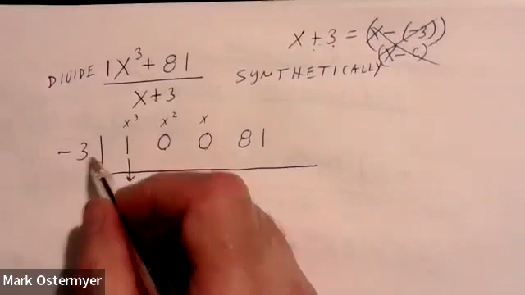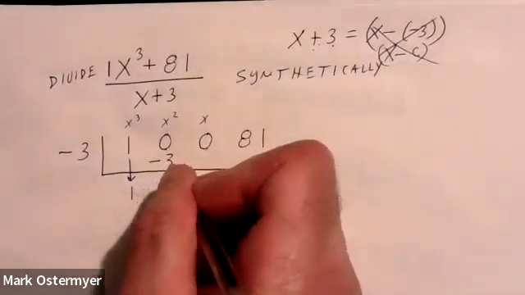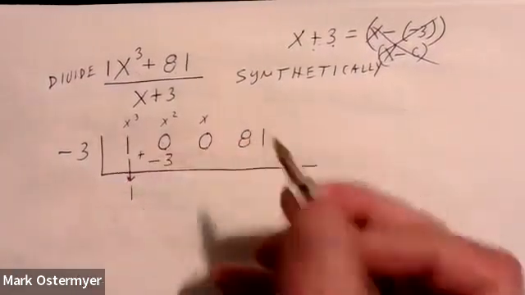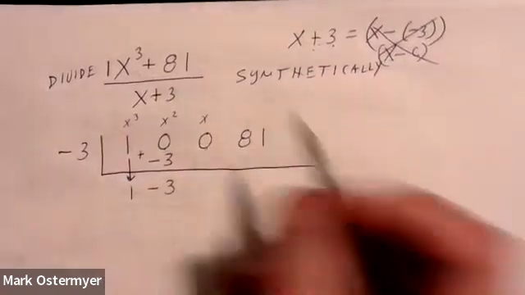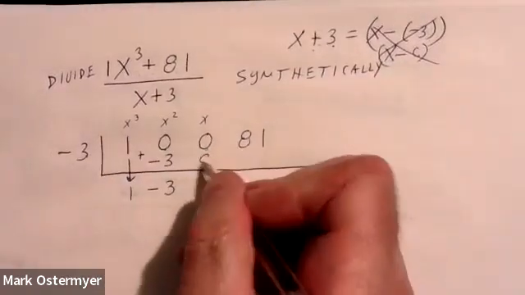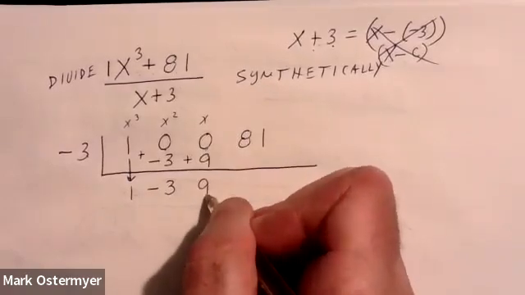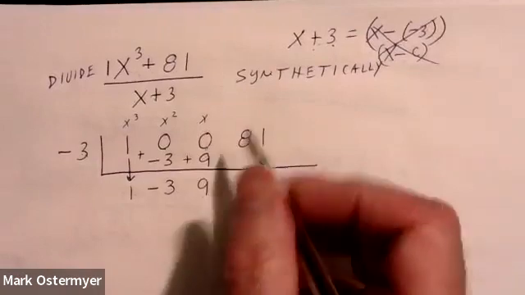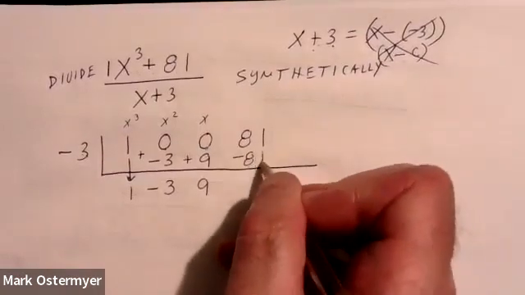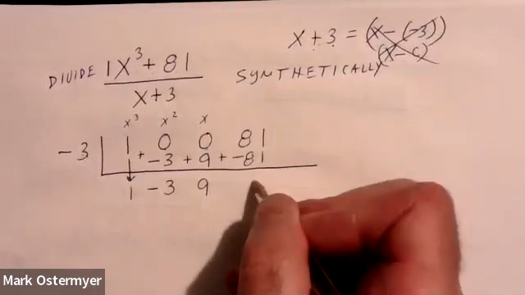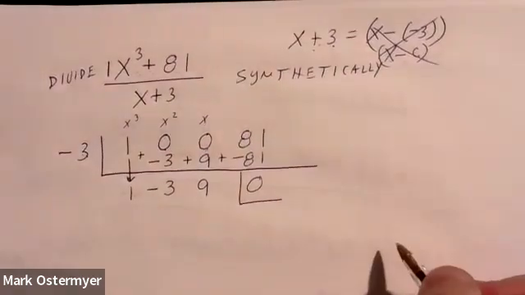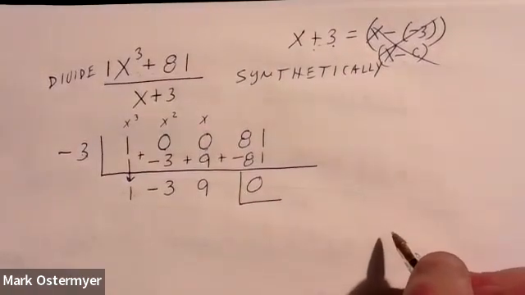What's negative 3 times 1? Negative 3, and then we add. What's 0 plus a negative 3? Negative 3. What's negative 3 times negative 3? Positive 9, and we add. What's 0 plus 9? 9. We multiply. Negative 3 times 9 is negative 81. Bring the number up, add. What do we get for a remainder? We get a 0 remainder. We're done. Here's your quotient.